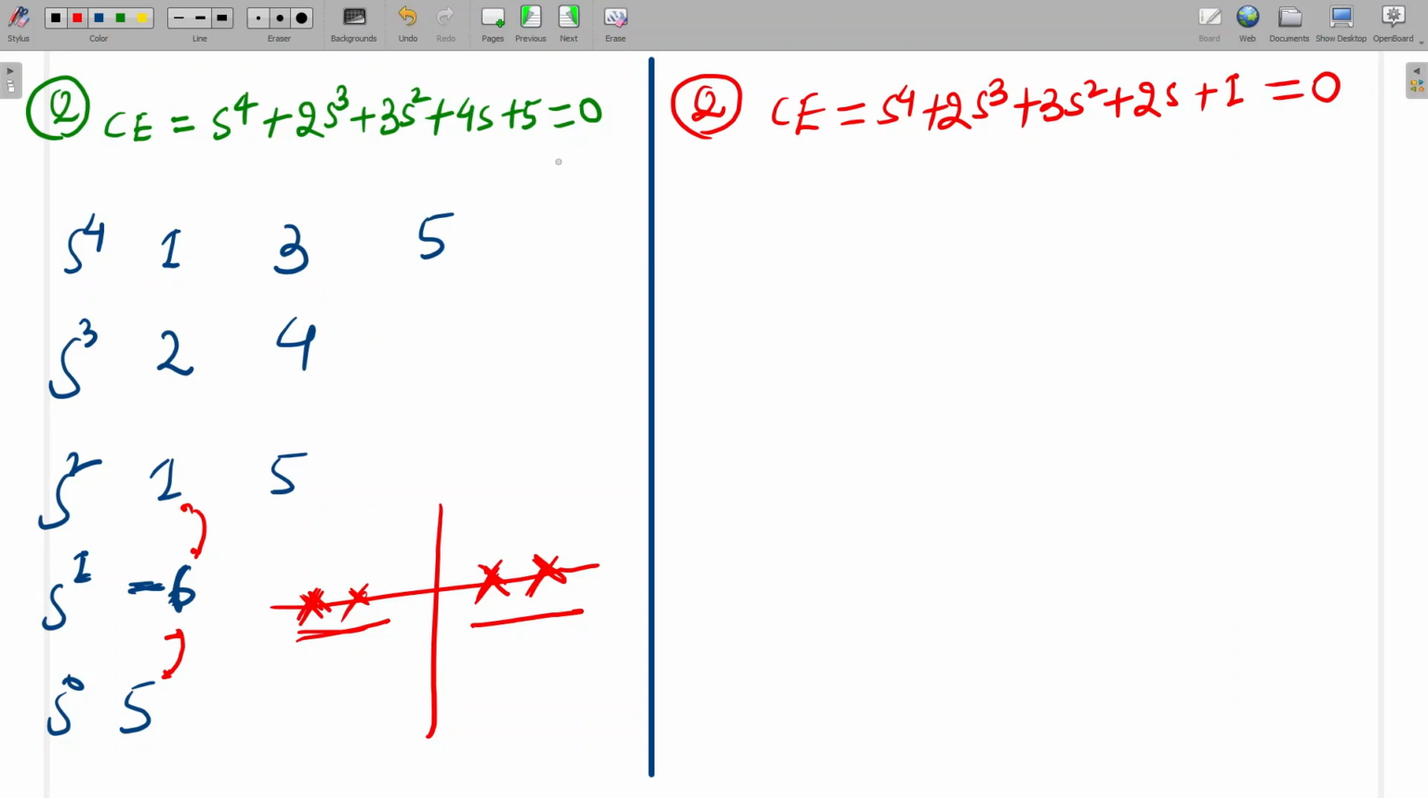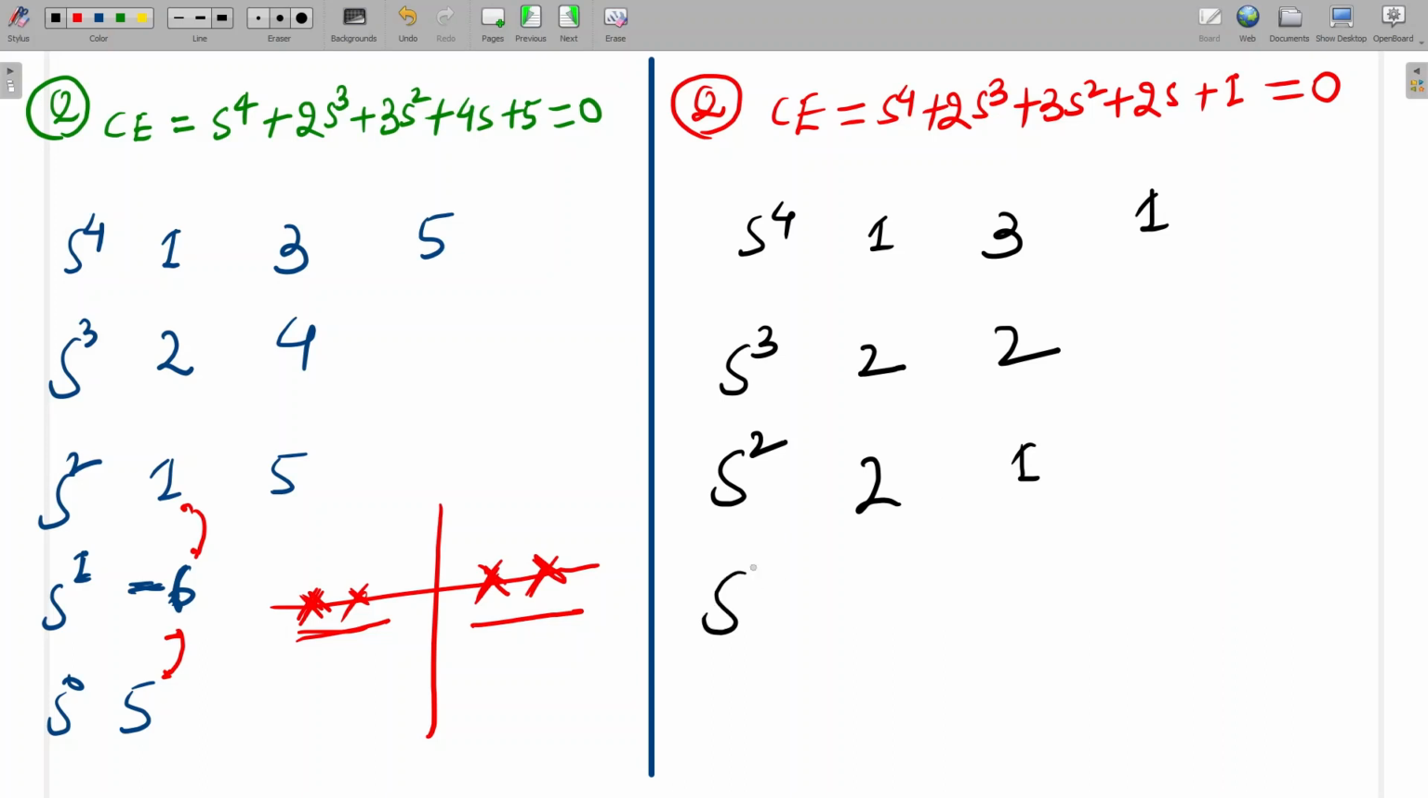So next question, this one we will do. Here s to the power 4: 1, 3 and 1. Here s to the power 3: 2, 2. What will be the s square value? 2 into 3, 6 minus 2, divided by 2. That will be 2. Here 2. And s to the power 1 will be 2 into 2, 4 minus 2 divided by 2. That will be 1. And what will be the s to the power 0 value? This will be 1 only.